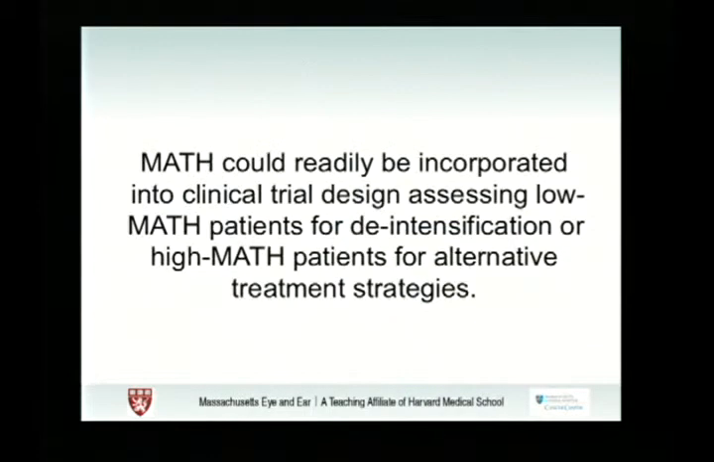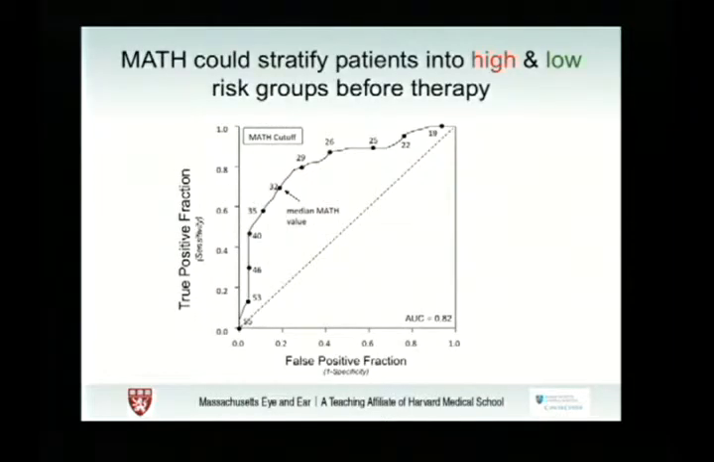Next slide. So MATH could be incorporated into clinical trial design, allowing low MATH patients de-intensification, high MATH for alternate treatment strategies. I'll give you what I think is an exciting slide. So this is the Stransky data. If you think about this, this is the ROC curve, false positive fraction, true positive. You could generate this for any specific disease area that you do sequencing on and treat them the same way. You ignore their stage.